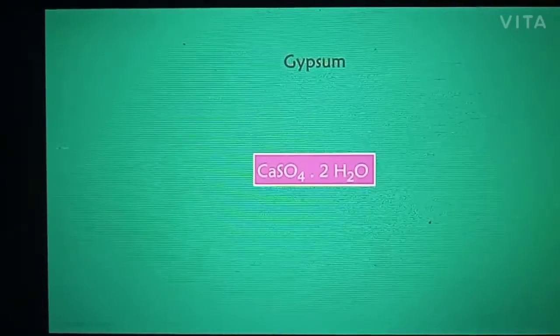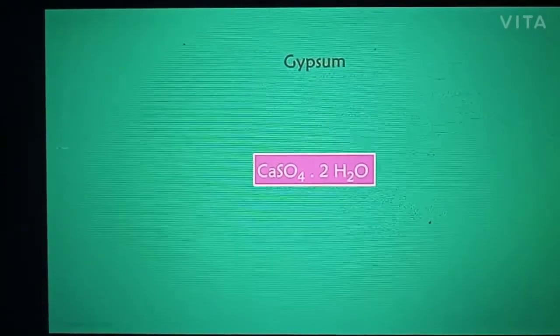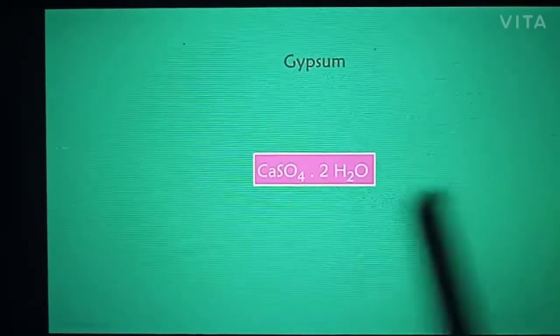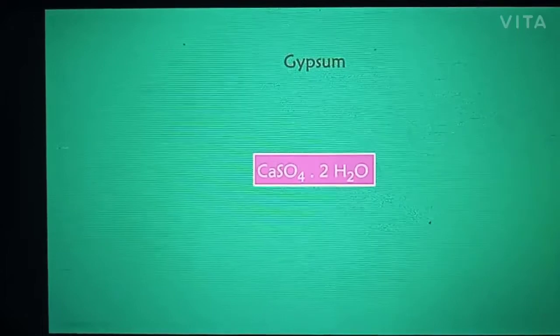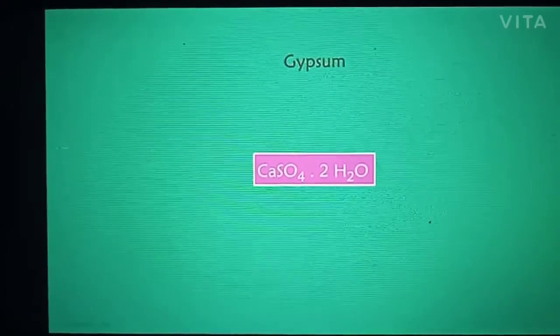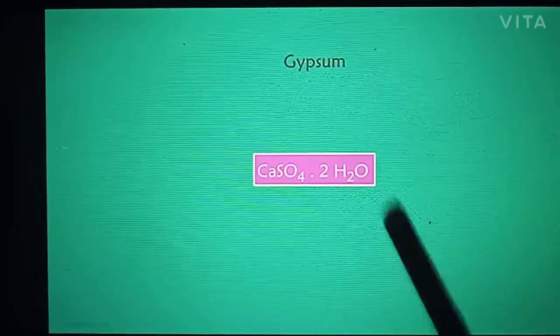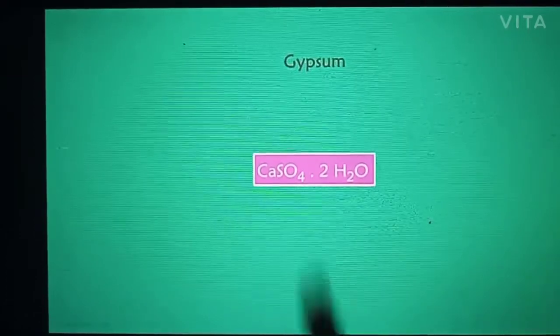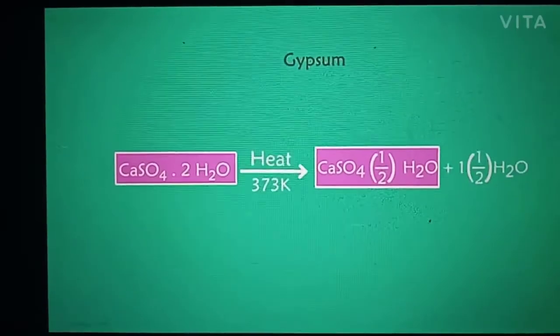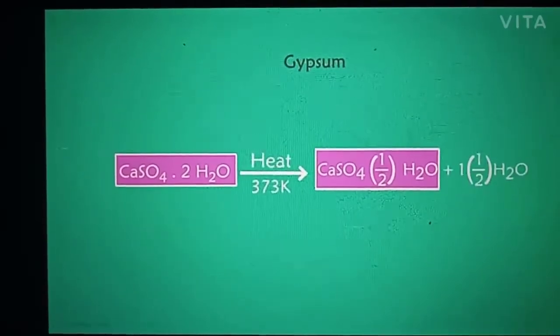Many concepts are related to this one, so study properly. The calcium sulfate salt formula is CaSO4 2H2O, and iron sulfate you have studied, that is FeSO4 7H2O. So remember those water molecules, okay? Calcium sulfate CaSO4 2H2O. Here is one important reaction, so write down the reaction.